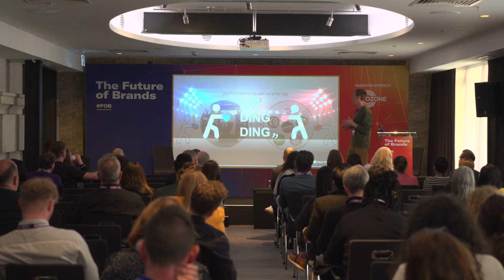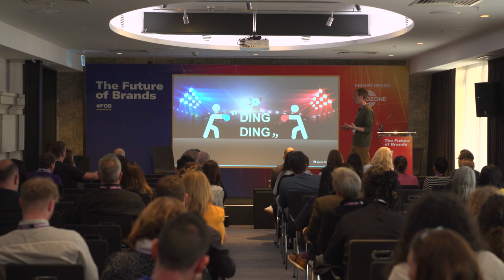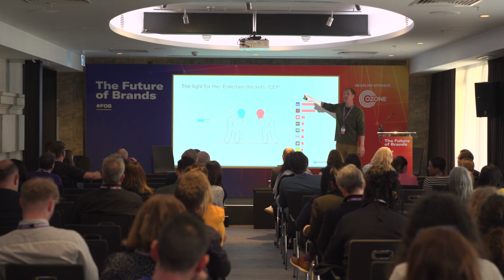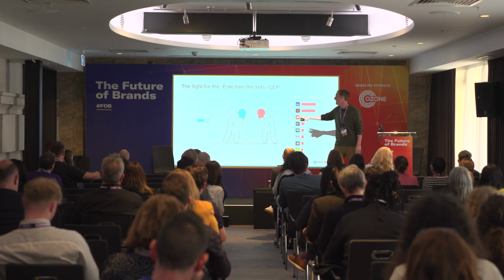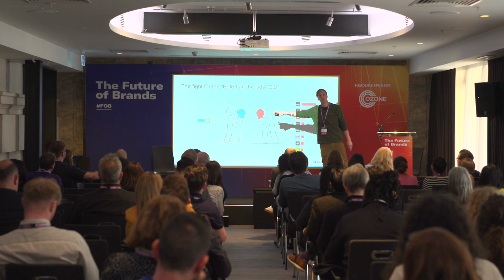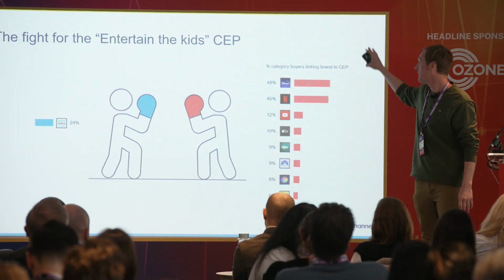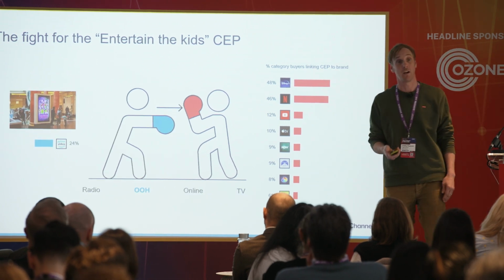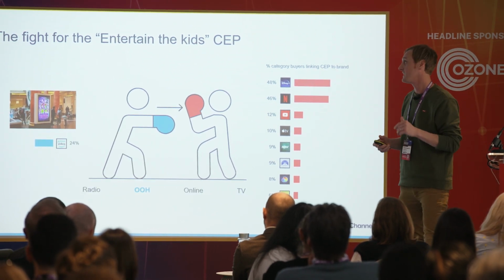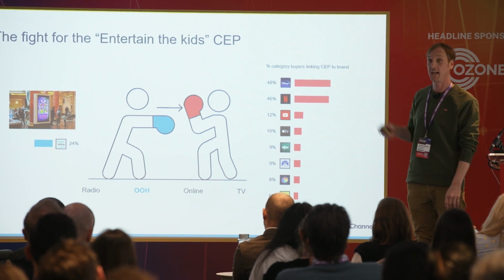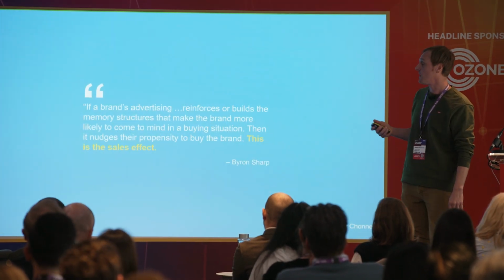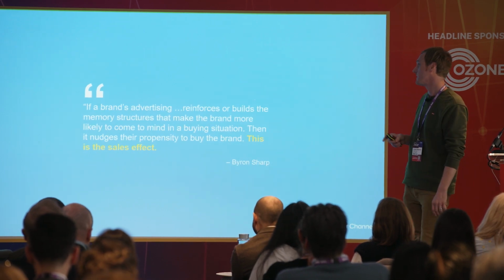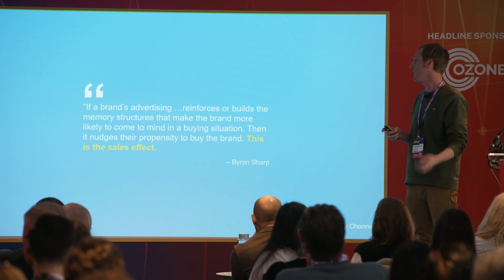Now, once you're in this, you have to get into the fight for real. It's time to start fighting, and I like to think the fights look something like this. We're going to take an example of entertaining the kids as our CP. We're going to say that Prime Video, who've got 24% mental penetration for this, are going to fight everyone else in that category. And the thing you're going to do, you're going to throw your best right hook. You're going to deliver a message that says, please associate my brand with this category entry point. And then as Byron Sharp says, this is what's going to happen. A brand's advertising reinforces or builds the memory structures that make the brand more likely to come to mind in a buying situation.